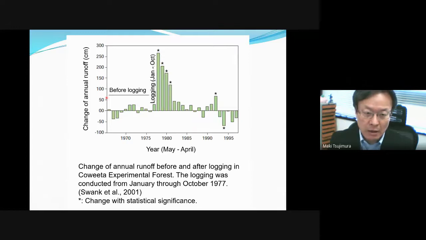Years are on the horizontal axis and change of annual runoff on the vertical axis. So 1 year after the logging, the discharge or runoff increased by more than 250 centimeters, right? Then 5 years later, the effect of logging continues in the Coweeta Experimental Forest. Okay. However, after 5 years, no significant increase of runoff was observed. So this is the time scale of the forest logging effect on the runoff in the watershed. But anyway, if we log the watershed, then the runoff would increase due to a decrease of evapotranspiration, especially transpiration.